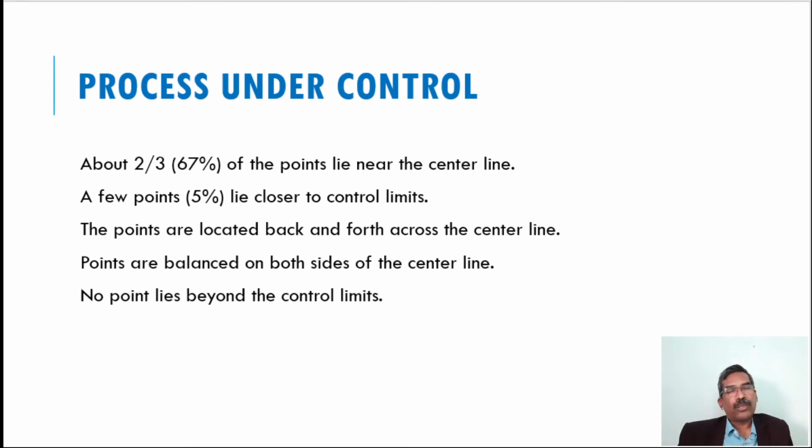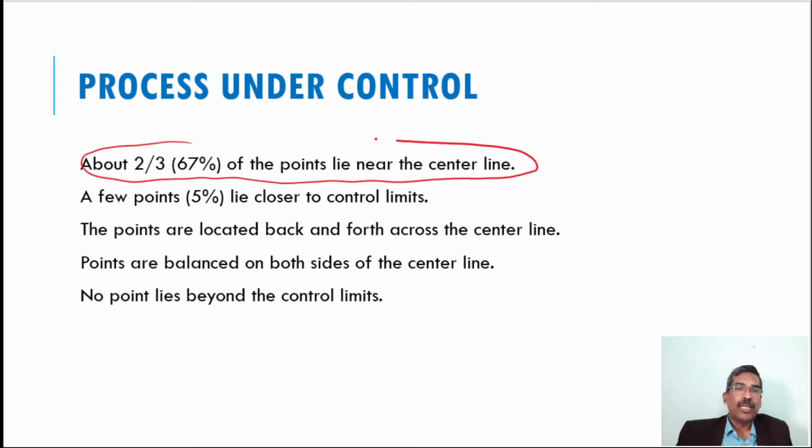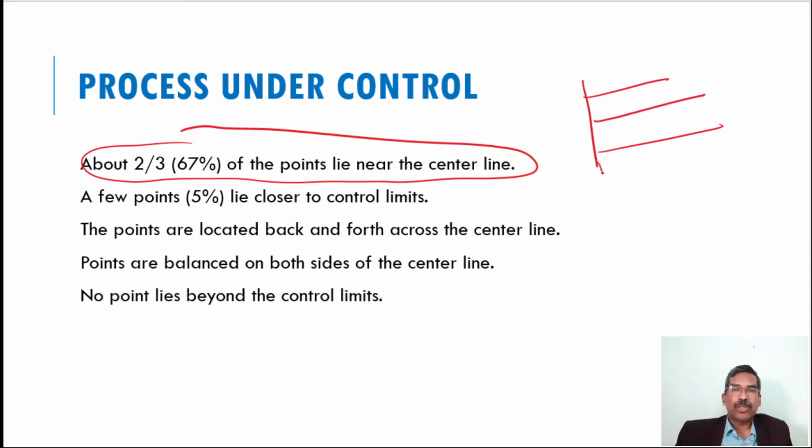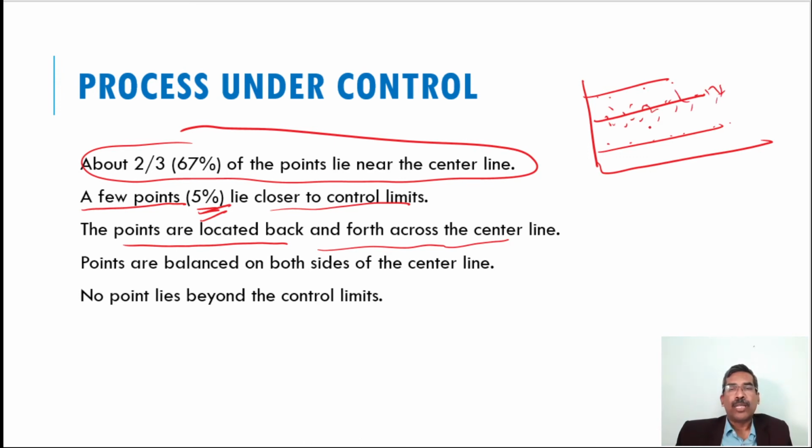Now see process under control, how to decide that a process is under control. About 2/3 of the data, that is 67% of the data, should be very close to the center line. That means this should be very close to the center line, and a few points, that means 5%, lie closer to the control limits. That means close to the control limits, it should not be more than 5% of the data. The points are located back and forth across the center line. There should be a balanced type of data, back and forth on both sides, not only one side.